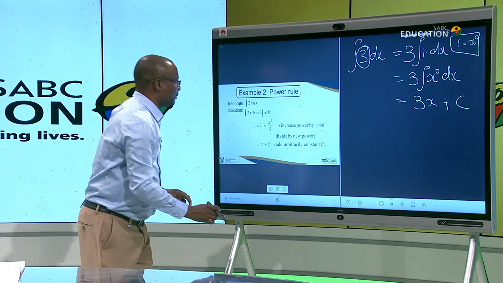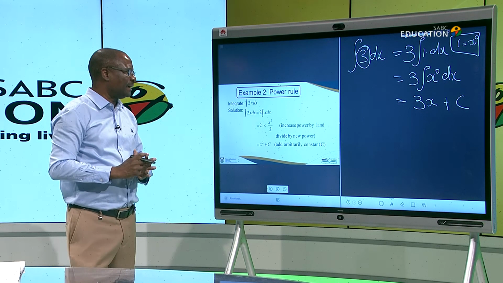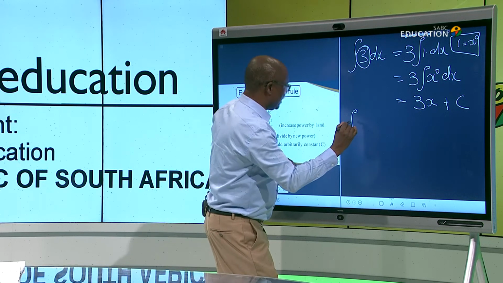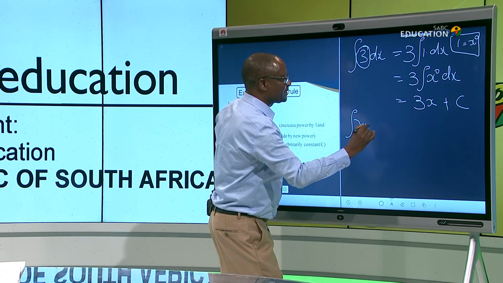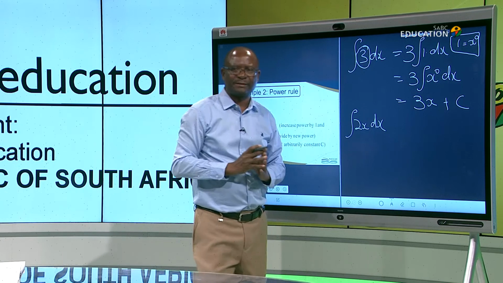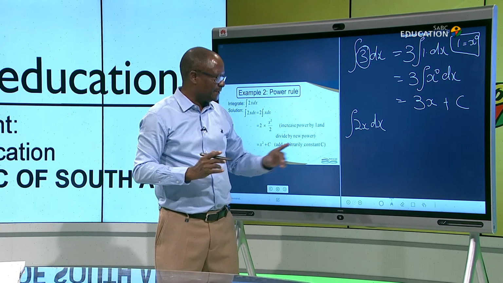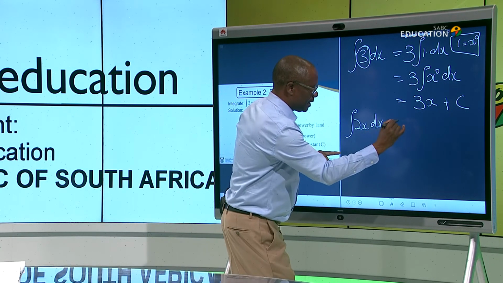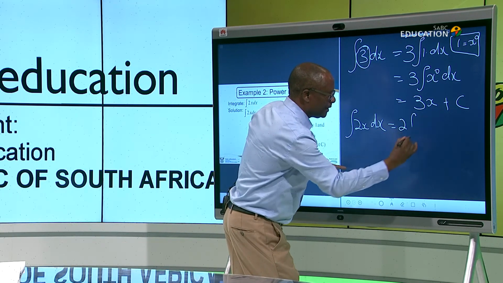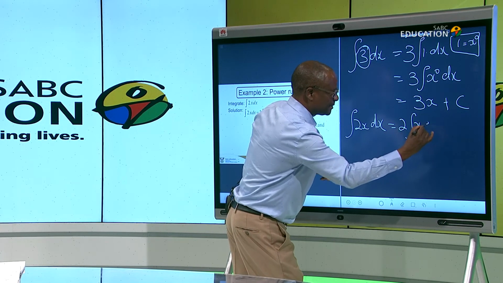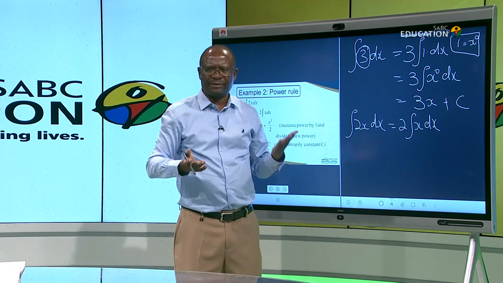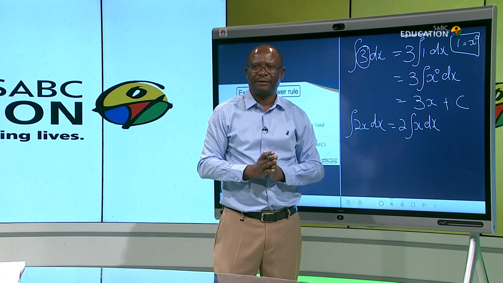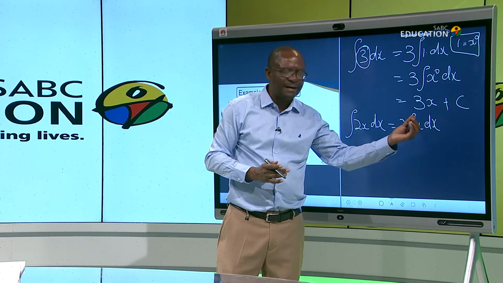Let's look at another example wherein we are applying the power rule, where in this case we are given the integral of 2x dx. If we take our constant 2 out, here we have 2 times the integral of x dx, which now at least makes sense, that now we are integrating x in terms of x. Then here, we can easily apply the power rule.